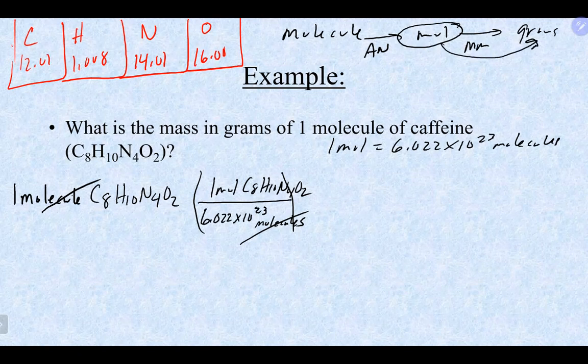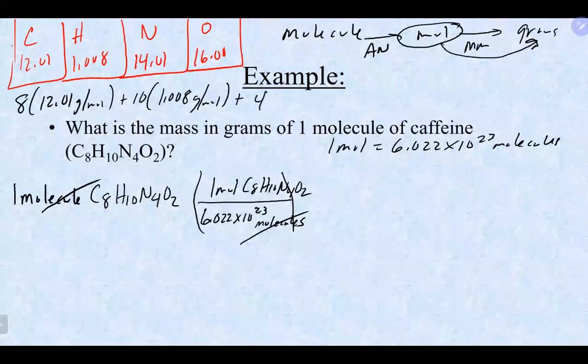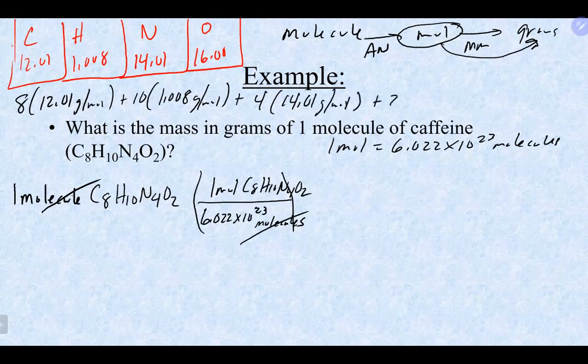So once again, here, we're just going to add up all the parts. There are 8 carbons, each at 12.01. And there are 4 nitrogens, each at 14.01 from the periodic table. And lastly, here, there are 2 oxygens, each at 16 from the periodic table. Doing all that together, 194.